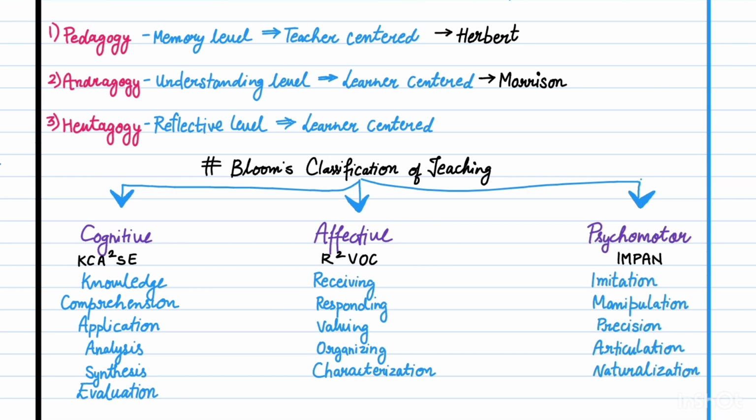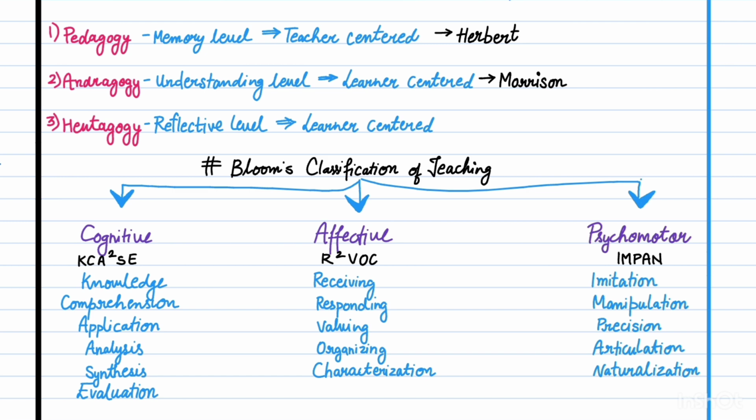So the third level is heutagogy, which is also called the reflective level. This level is also called the introspective level, as it means thinking deeply about something. Students are able to solve real life problems. Real problematic situations are presented to the learners. This level is learner centered. There is more interaction between the teacher and the learner. And this level of teaching is appropriate for higher classes.